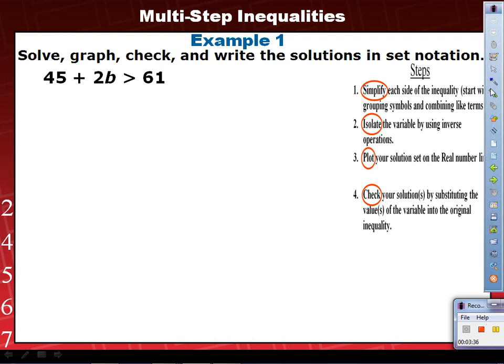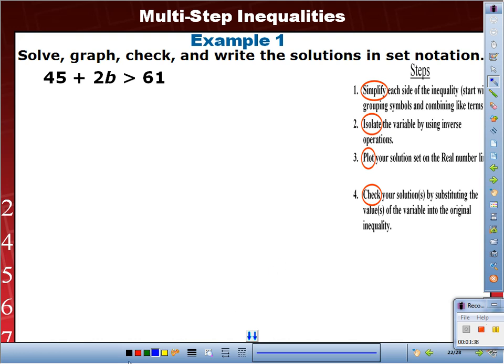Here we go. The process is the same as the process we've been using for equations. So first thing you do is draw your line down the inequality symbol. First step is to simplify each side. Can we simplify the left side anymore? No. How about the right side? No. Okay, so we're done with step 1.